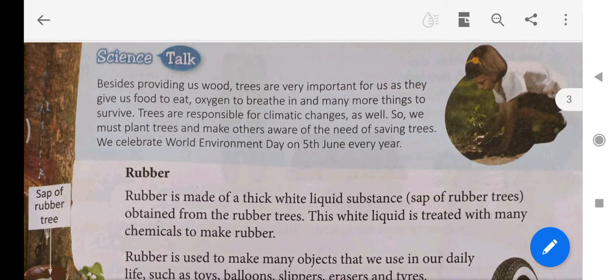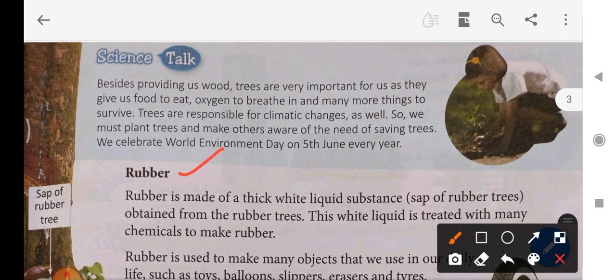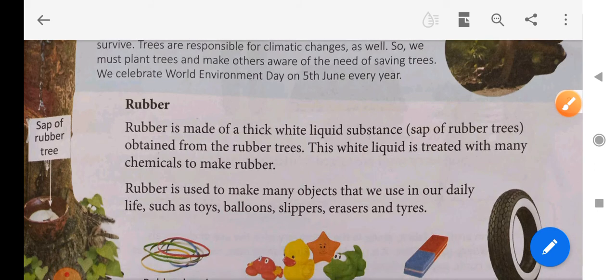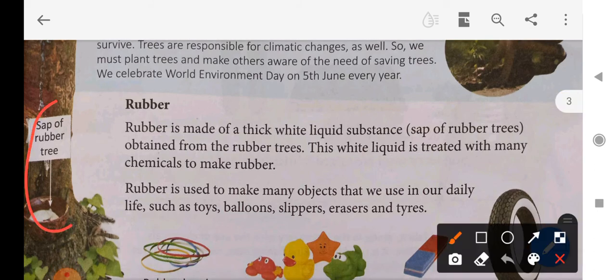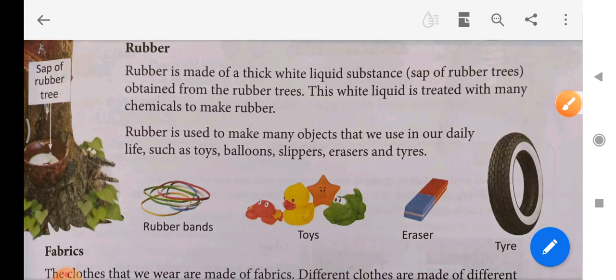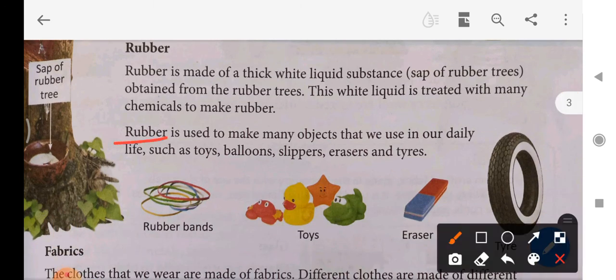The next one is rubber. It is made from a thick white liquid, the sap of the tree. When this liquid is treated with a chemical, we get rubber. So this is the sap of the tree, and it is used to make rubber. Rubber is used to make toys, balloons, slippers, erasers, tires, etc.